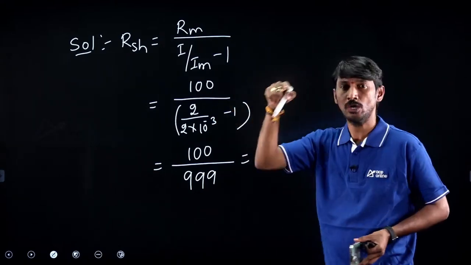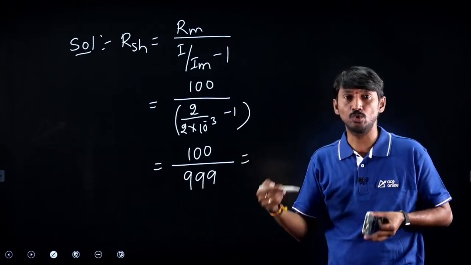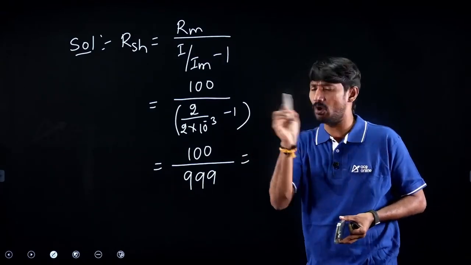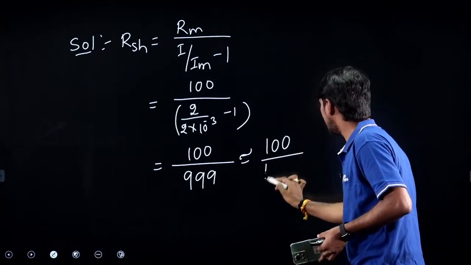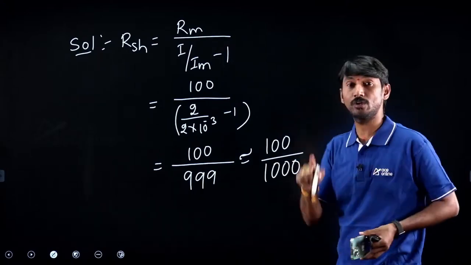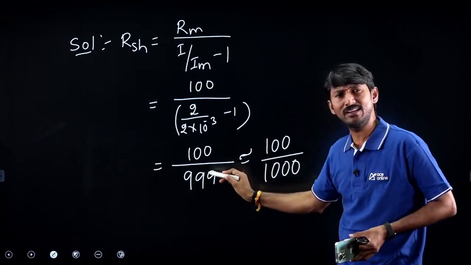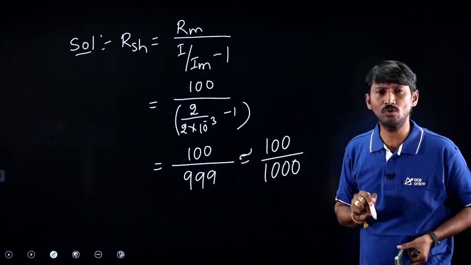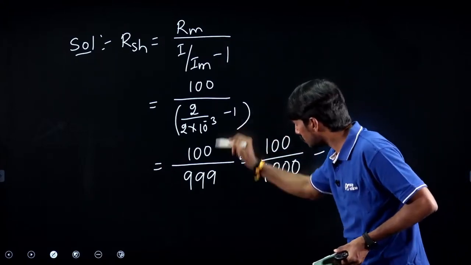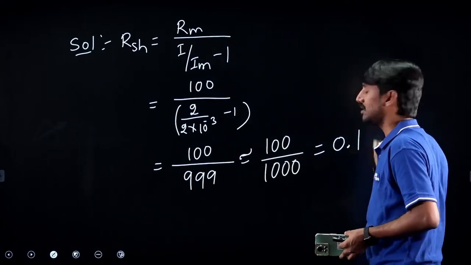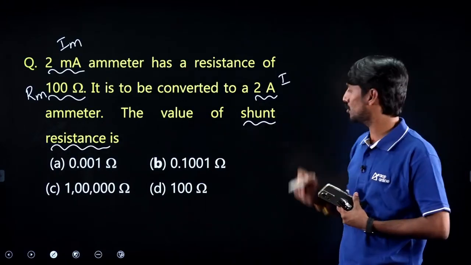Here, don't waste the time. Why am I solving this? Only to make this point: 100 by 999, a lot of time, unnecessary calculation, is not required. Simply, this is equal to 100 by 1000. In this way, you should save time. 100 by 999 is approximately equal to 100 by 1000, so it is approximately 0.1. Whatever option is near 0.1, we are supposed to choose it.